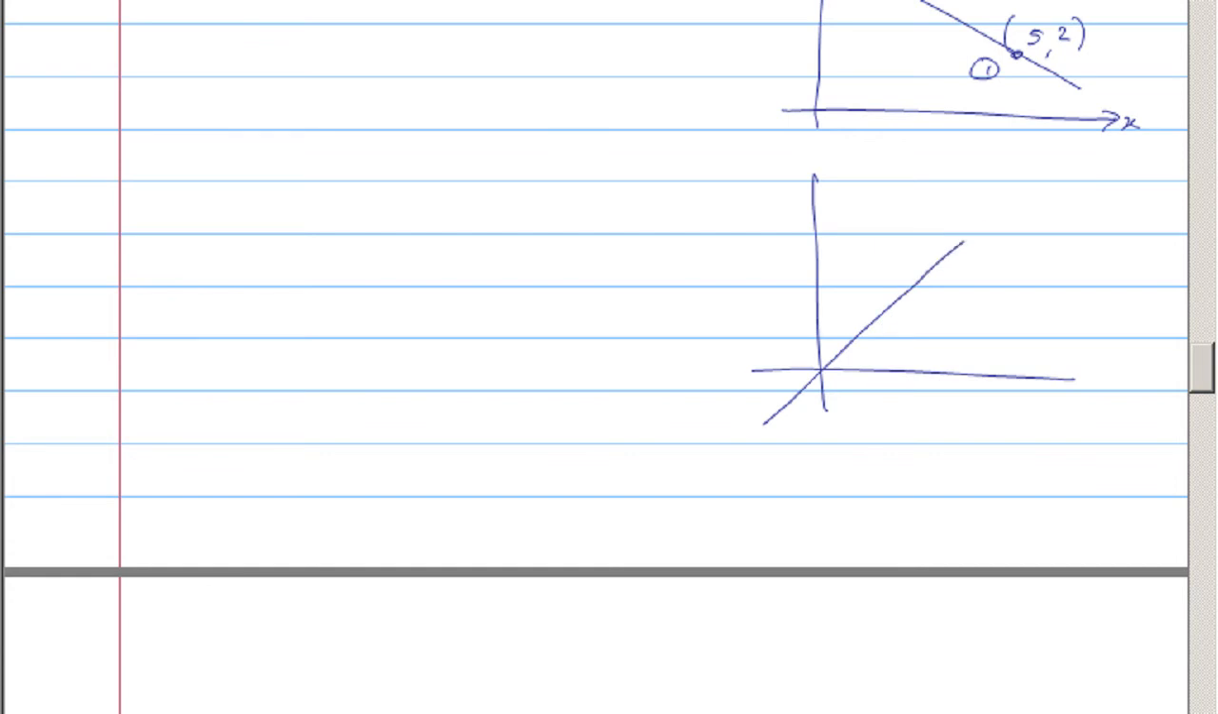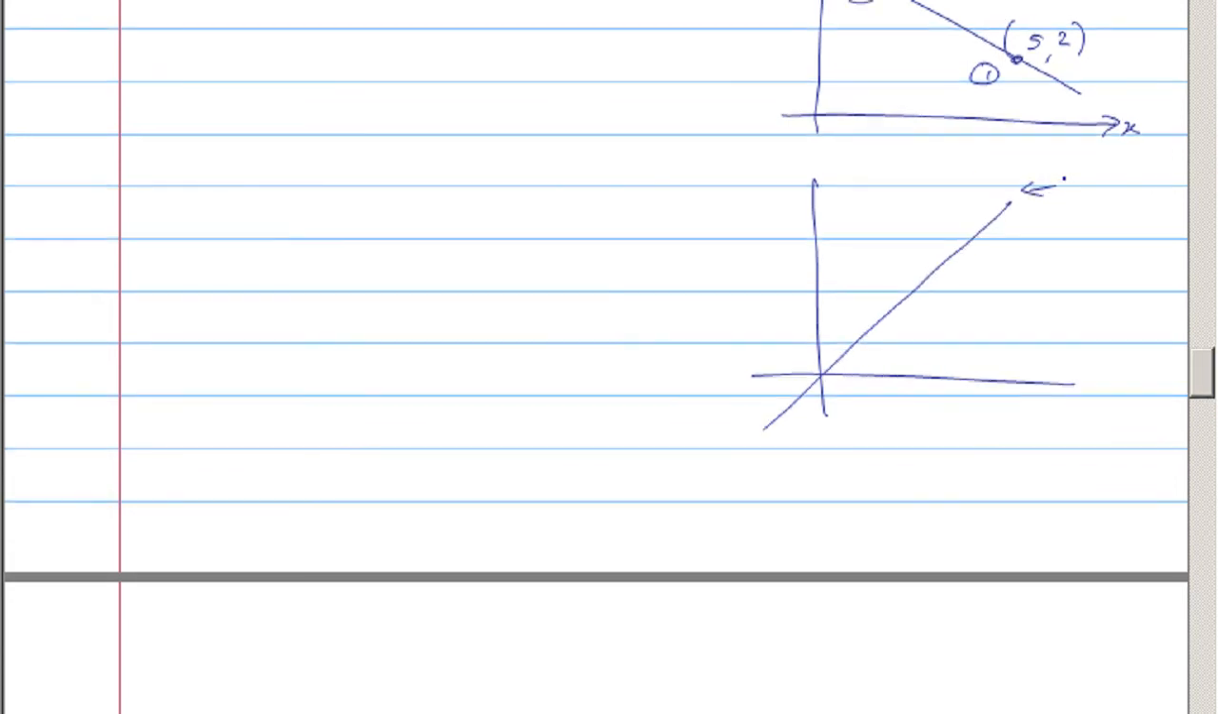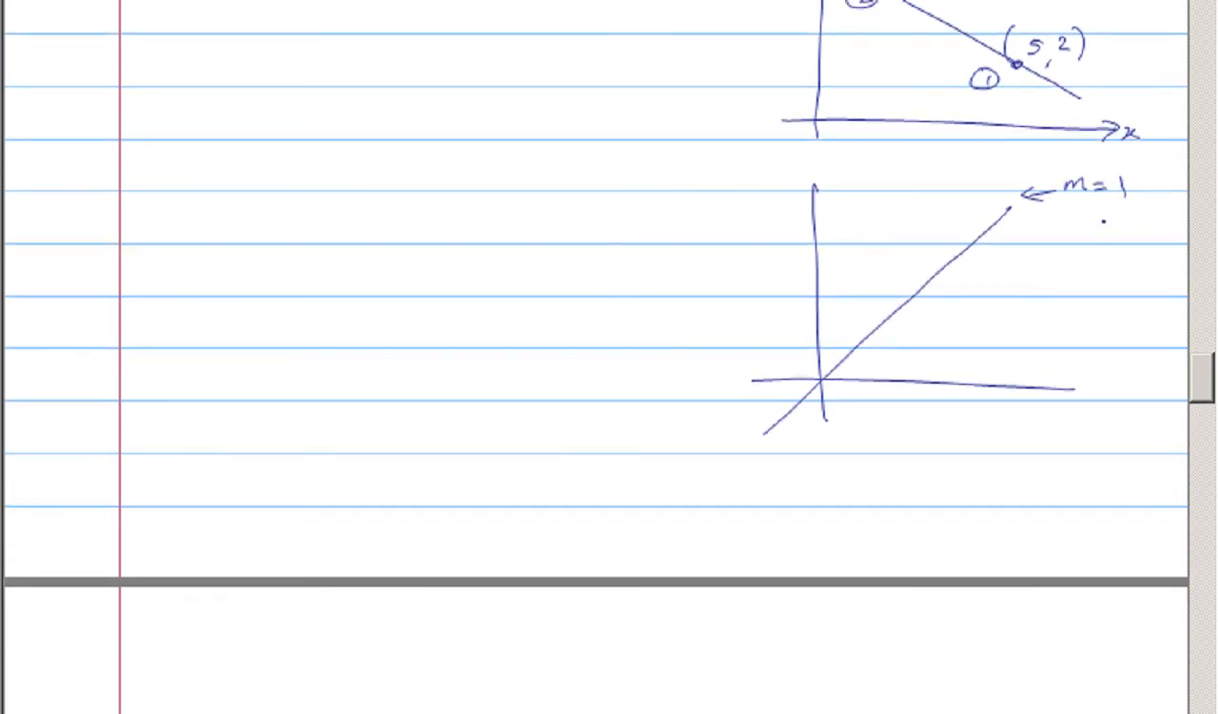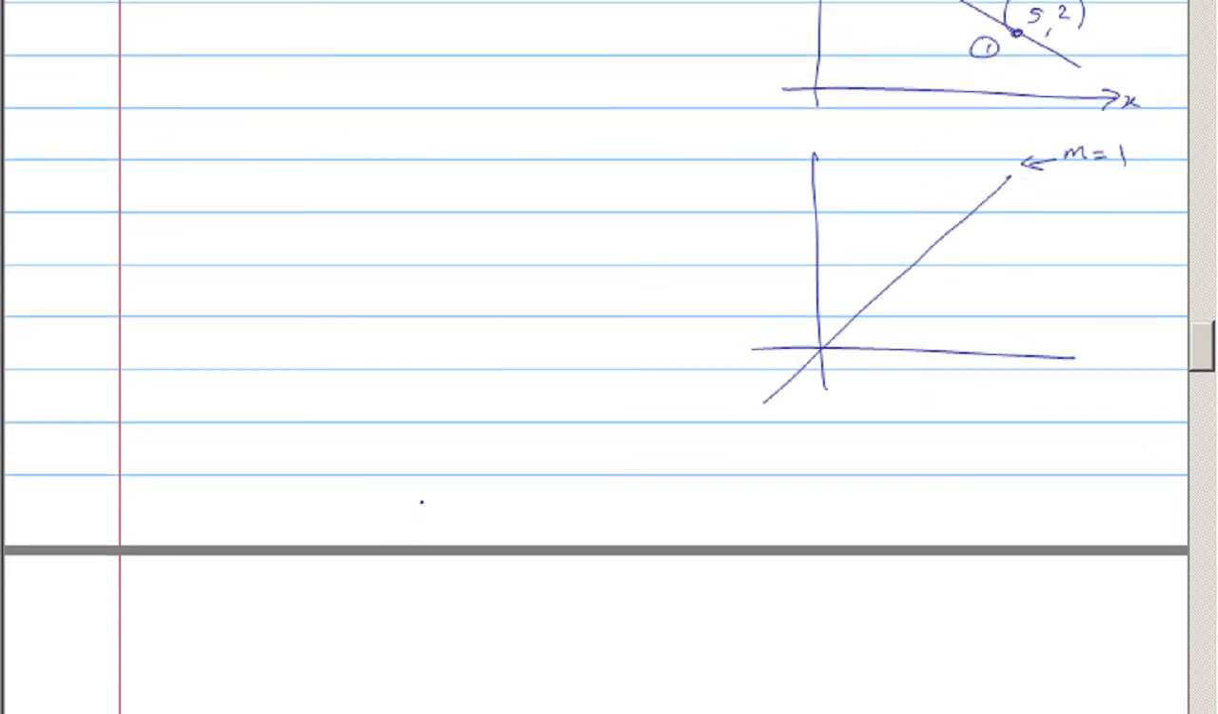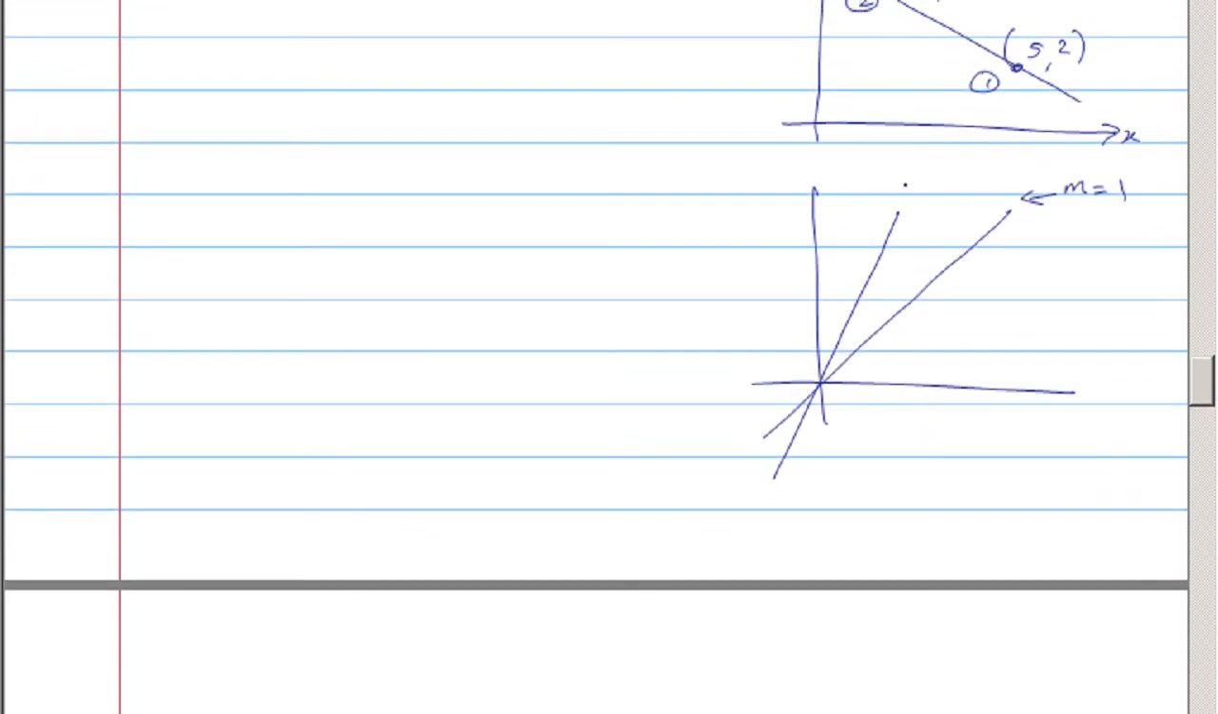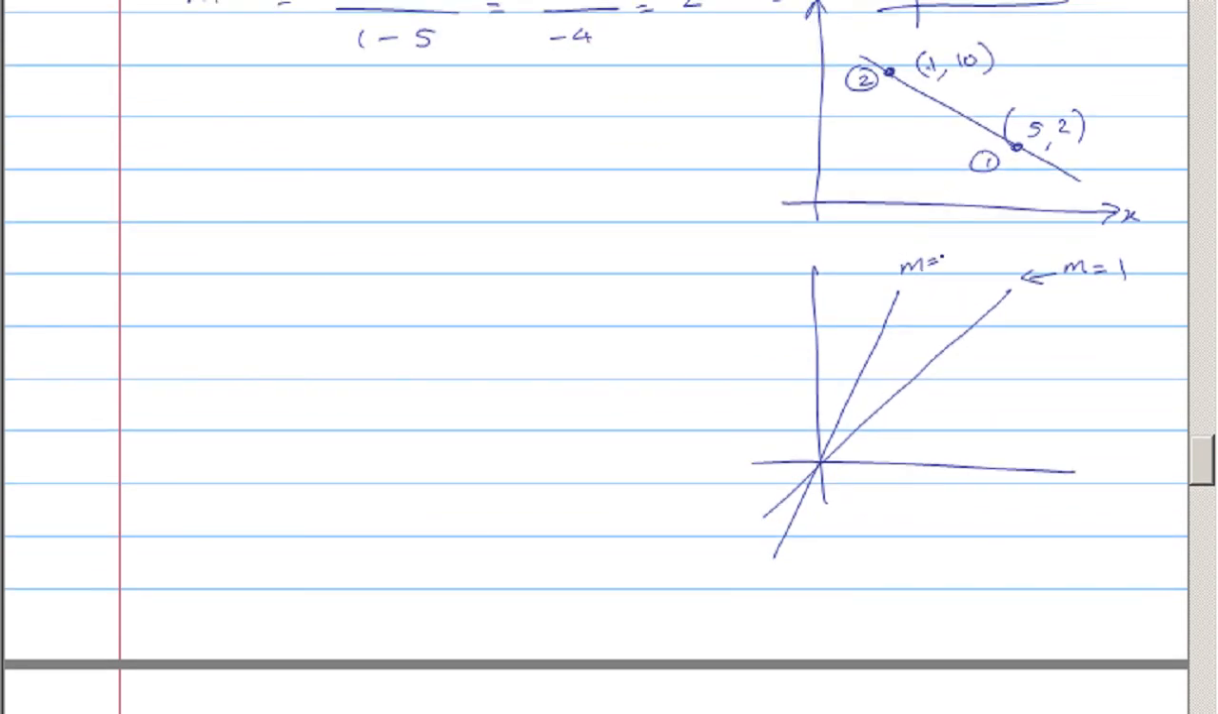So let's say I have a line going through the origin like that, and let's assume that the gradient of this line is equal to 1. If I had a steeper line, and I know they're going through the same point, then I can definitely say this gradient will be more than 1. The gradient of this line will always be more than the gradient of this line.